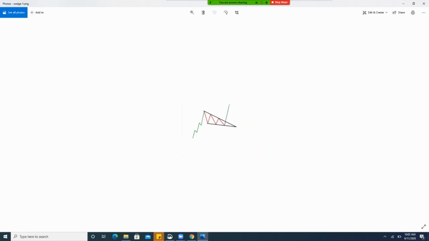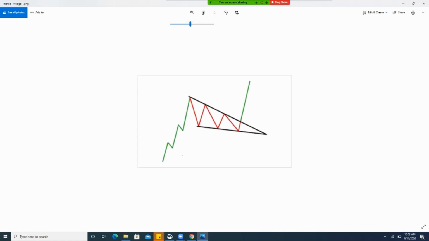So this is the rising wedge continuation. And here is the falling wedge continuation. So there's an uptrend. It's making slightly lower lows and lower highs until it's bottled up and it continues with the trend.